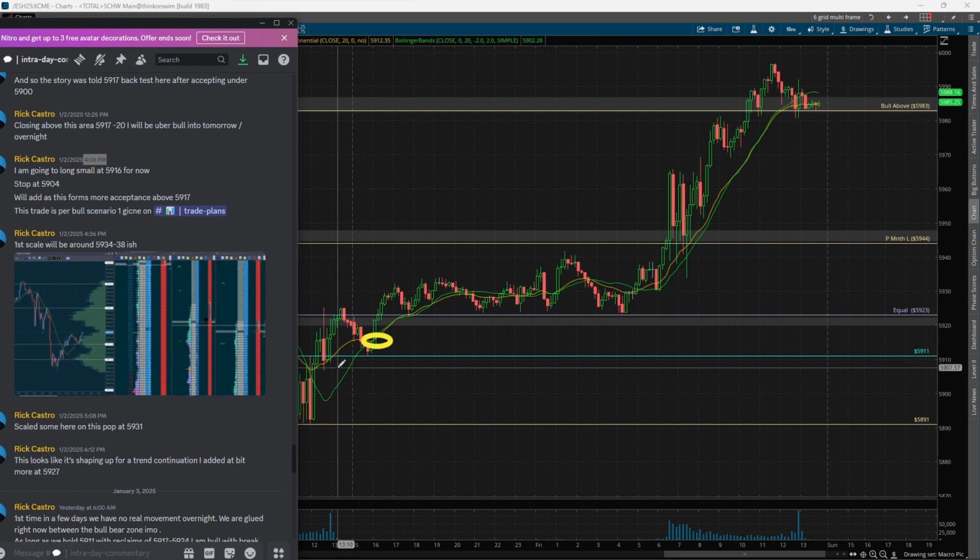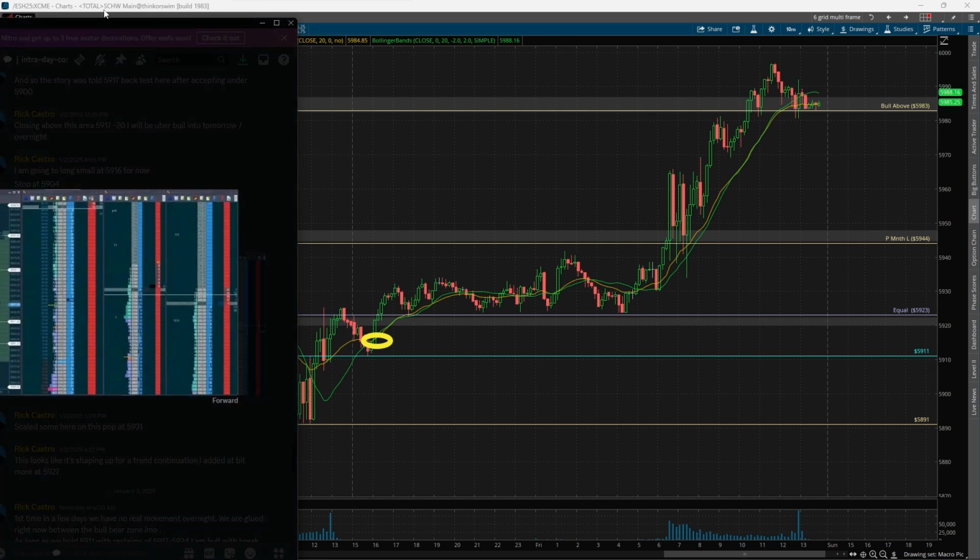And my stop at 5904, all the way down here, right? Kind of below these lows here in case they wanted to ransack some lows. I will add to this on more acceptance, 5917. This is the general trade that I gave in the pre-market plan, as we saw in Substack. And I gave my scale zone. My first scale would be 34 through 38.